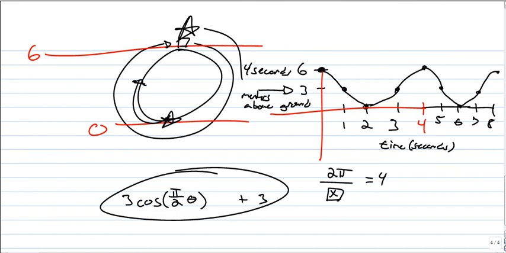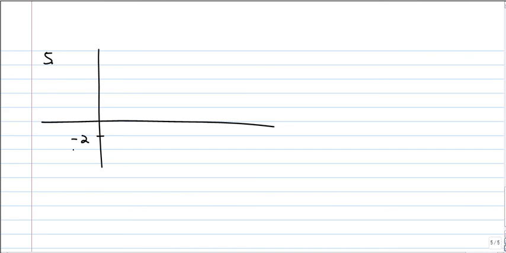Okay, last problem. Number 5. Cool. It's about tides. They give you a graph. You got a starting height of -2. The top is at 6, which means the middle is at 2. Period of this guy is 12 hours.